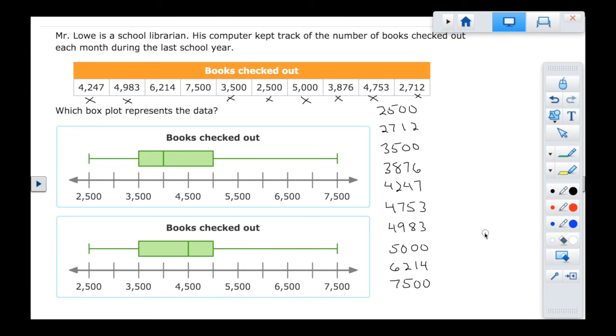Now that I put them in order, I'm going to count how many there are so I can decide where my median is. So I have 1, 2, 3, 4, 5, 6, 7, 8, 9, 10 data points in this data set. So my median is going to be between my 5th and 6th one. So I got 3, 4, 5. This is where my median is going to be between these two numbers. So I got to add these two numbers together and then divide by 2 to decide where my median is.